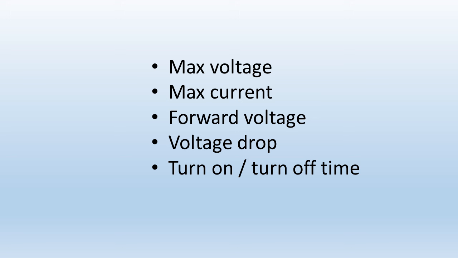Here are some of the characteristics of diodes. The maximum voltage they can handle, both in forward and reverse, without damage. The maximum current they can contain without overheating and blowing up or degrading. The forward voltage, how much voltage you have to apply before current will actually flow through the diode. The voltage drop across the diode, and the time it takes for the current to reach a maximum when the diode begins to conduct, and the time it takes to drop to zero current when the diode stops conducting.